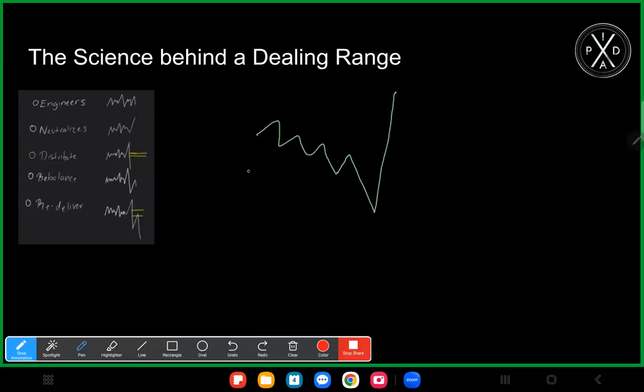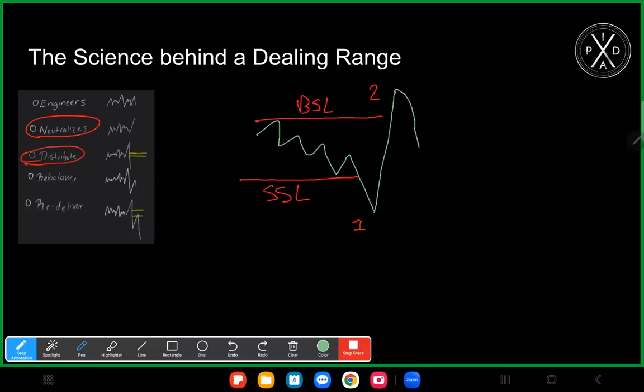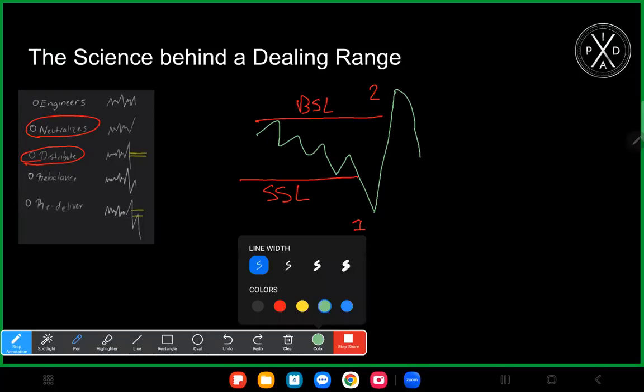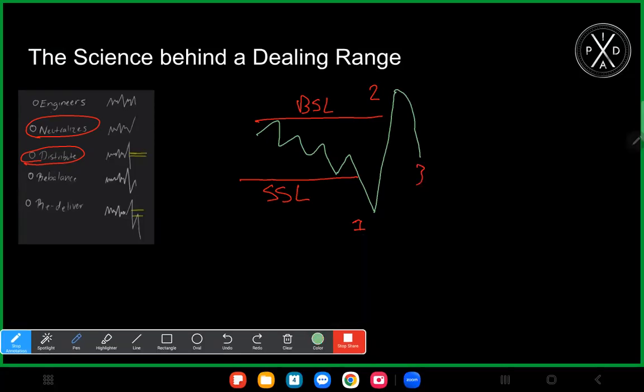So let's just draw those phases in. We have sell side liquidity being taken, which is our neutralize phase. That's 1. Then we have buy side liquidity being taken, which is number 2, that distribute. Then we have phase 3 come in, which would be that return back to that range. So that is phase 3. And then we have phase 4 come in after we take out 2. So this is what we expect out of a classical dealing range. These two examples that I drew in for you would be examples of a classical dealing range.